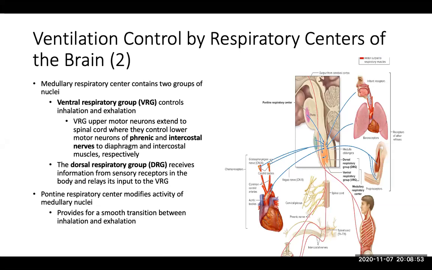Here's a look at the ventilation or breathing control by the respiratory centers of the brain. And you can see them here in the medulla oblongata. So your medullary respiratory center contains two groups of nuclei, the ventral respiratory group and the dorsal respiratory group. Each group will have upper motor neurons that extend to the spinal cord, where they control lower motor neurons of different muscles. The pontine respiratory center will modify activity of the medullary nuclei, and this will provide for a smooth transition between inhalation as well as exhalation.